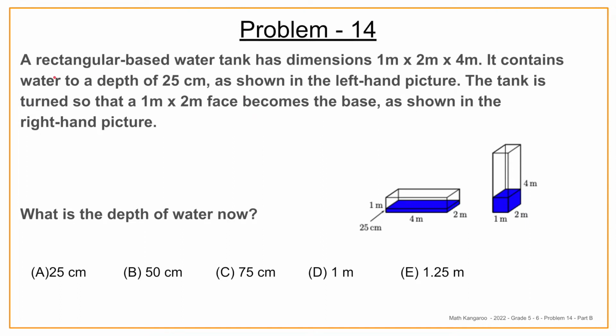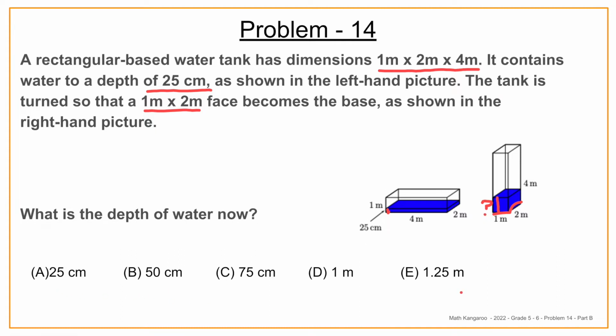Problem 14. A rectangular based water tank has dimensions 1 meter by 2 meter by 4 meter. This is the one we are referring to. It contains water to a depth of 25 centimeter. So this is the depth, as shown in the left hand picture. The tank is turned so that a 1 meter by 2 meter face becomes the base. So this is the base, as shown in the right hand picture. What is the depth of water now? So this is the depth, we have to find it out.